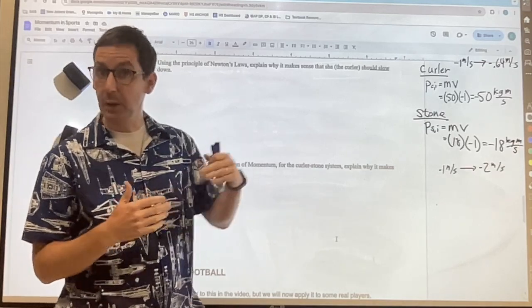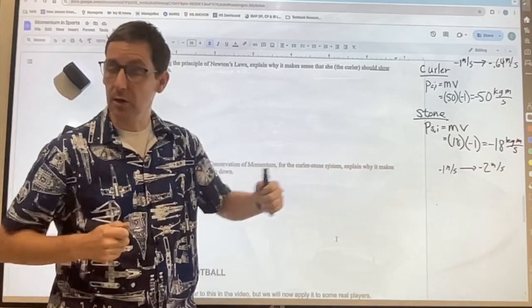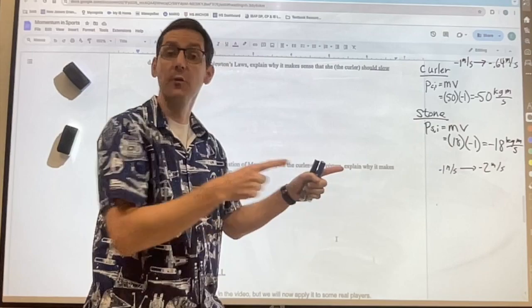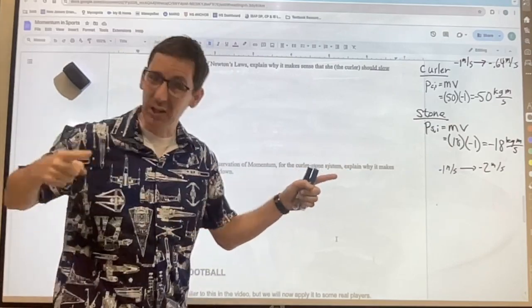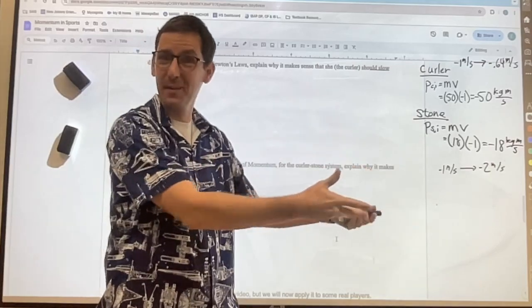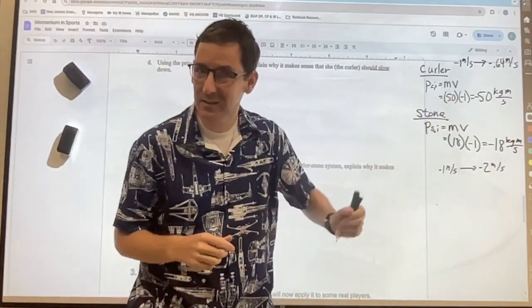All right? That explains why the stone goes forward as well, because she exerts a force on it in that direction. It's moving that way. Her force on it is in that way. The acceleration is that way. When the acceleration and the velocity are in the same direction, it speeds up. Therefore, it speeds up to the left.